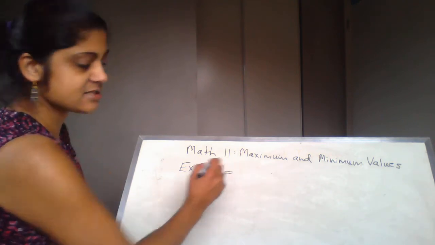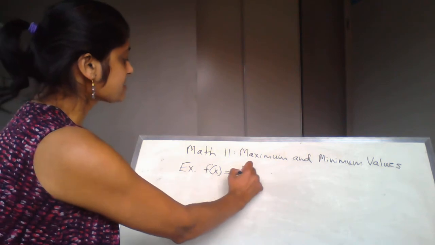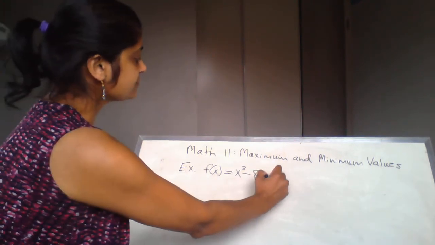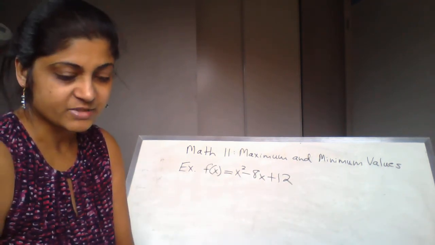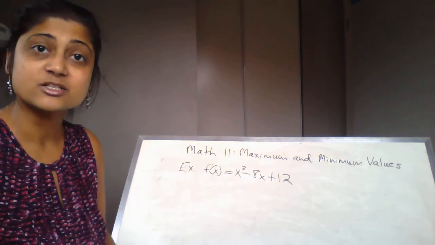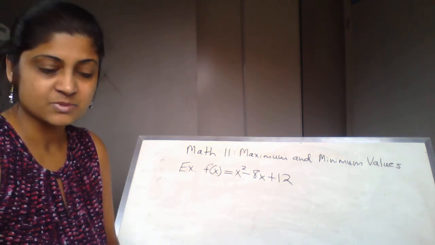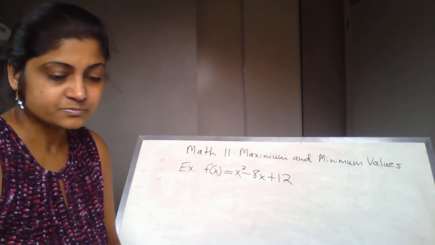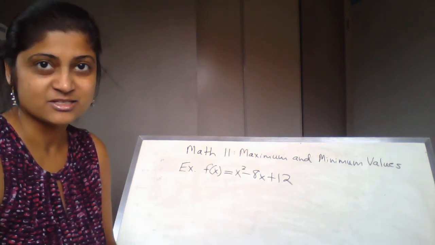Okay, so it says f of x is equal to x squared minus 8x plus 12. So again, I can see that I have this quadratic function. It is a trinomial, all right? And we are just going to determine the maximum or the minimum values here. In this question, it does say use at least 2 different methods.